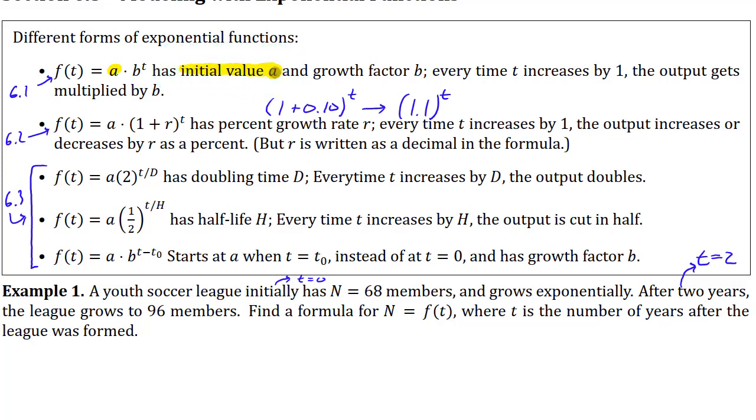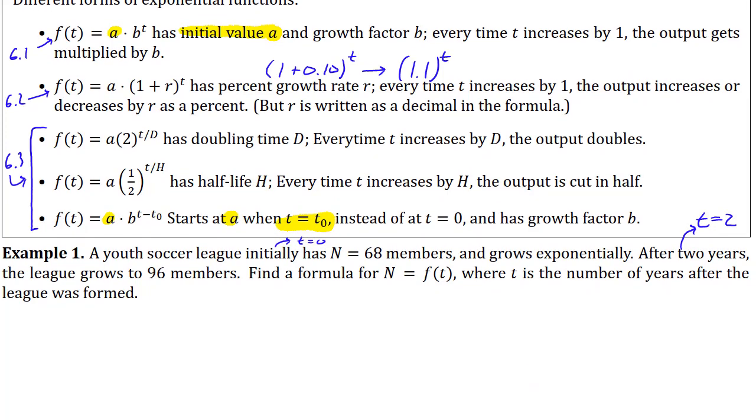Whenever, with any of these, when you plug in t equals 0, you're going to get a as the result. However, with this one, it's a little different. This one starts at a when t is t0. But that's the only one that's different here. So in any case, we've got a equals 68. So the formula is going to be something like f of t equals 68 times b to the power t. But we don't know what the b is here. So we've got to figure that out.